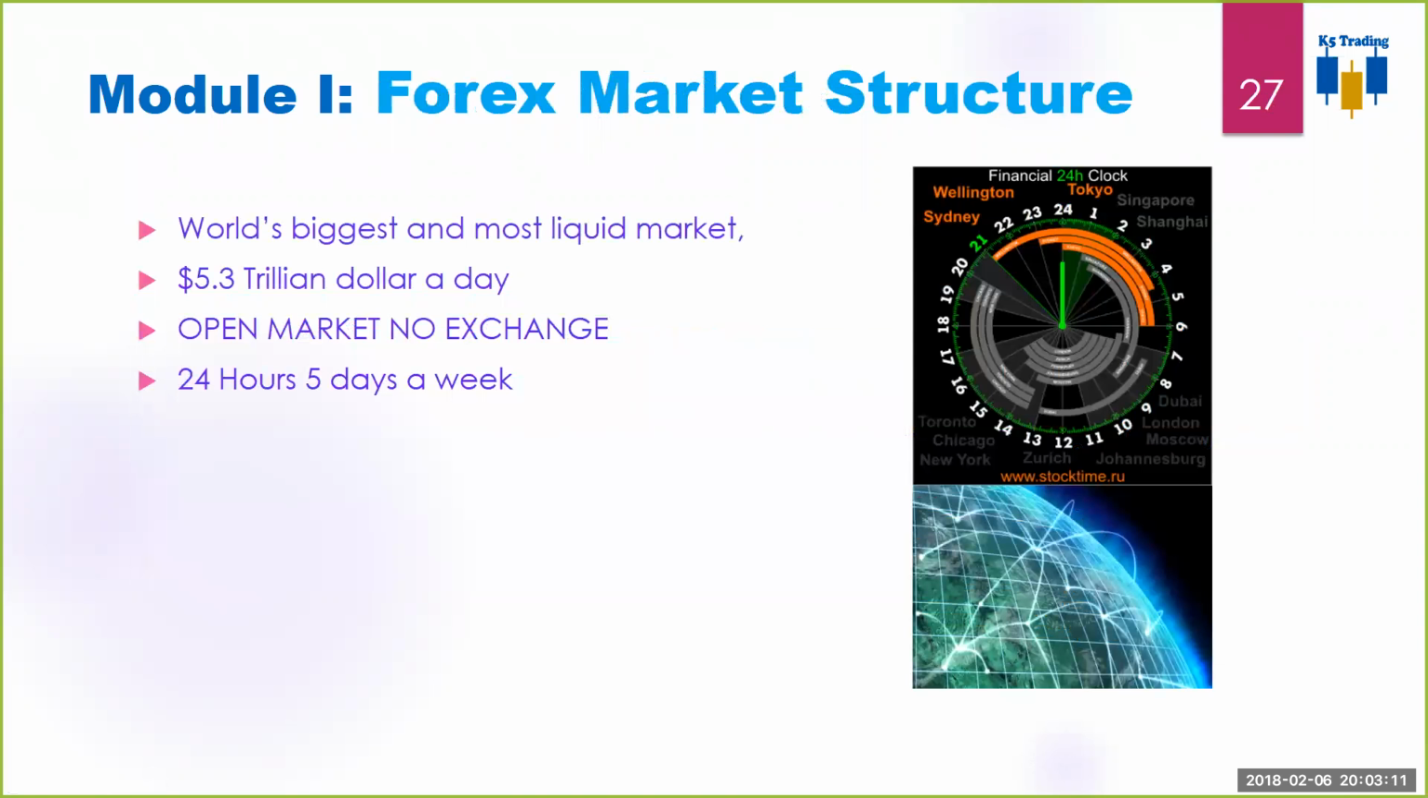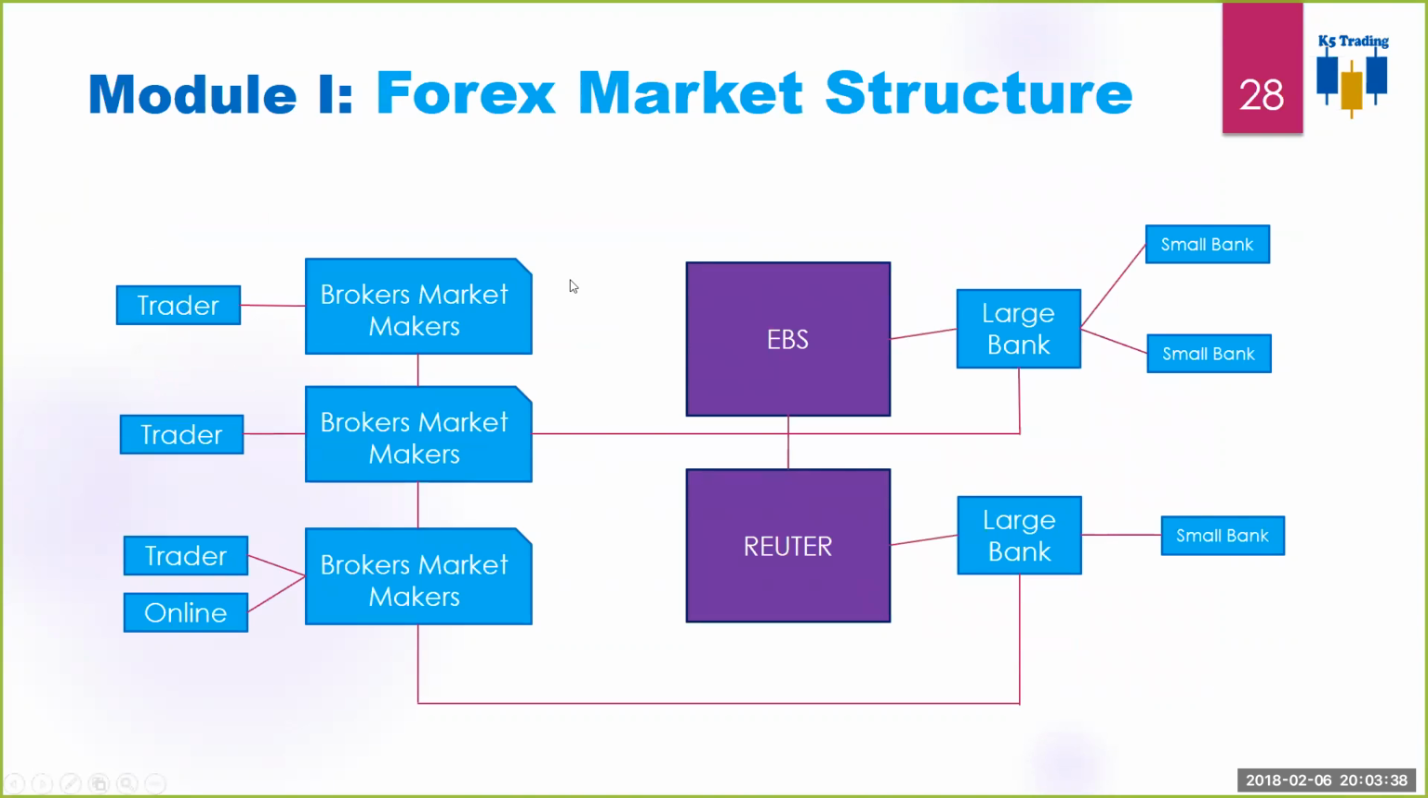The Forex market structure. Forex is the world's biggest and most liquid market, with $5.3 trillion a day being traded in this market. It is an open market, there is no central exchange at all. And all the exchanges are connected to each other via Reuters, EBS, or their liquidity provider, or they have a peer-to-peer network somehow. So this is how it's actually linked together.